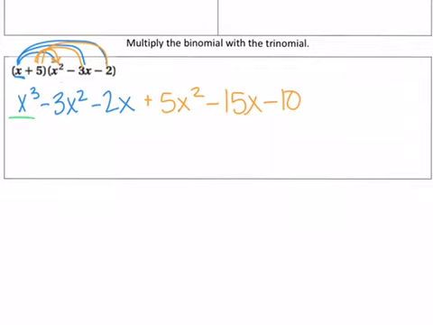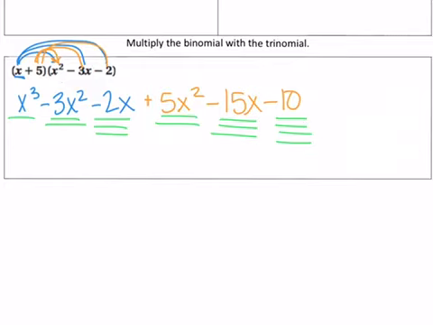So there's only one x cubed, but we go ahead and underline everything so we see what is the same and what is different. It helps us with our final answer. So we put it in standard form, so that means we have our highest degree of a term first. So we have x cubed, and then let's see, negative 3x squared plus 5x squared is a positive 2x squared. Then we have negative 2x minus 15x, it's negative 17x. And then we have just our negative 10. So by combining all that together, this is our answer.